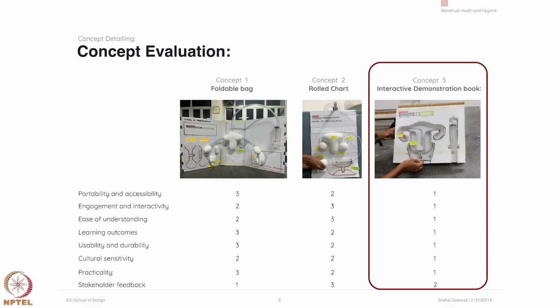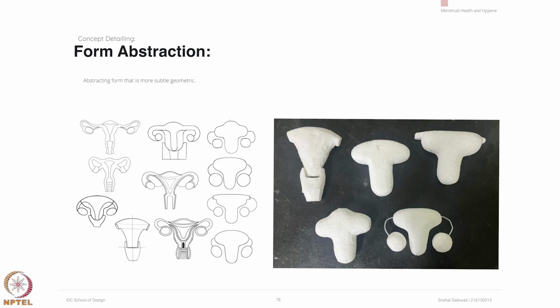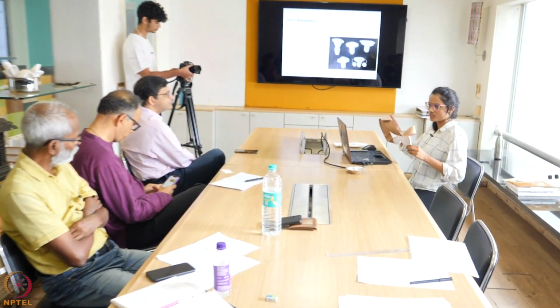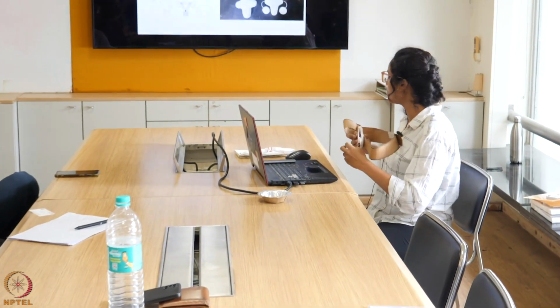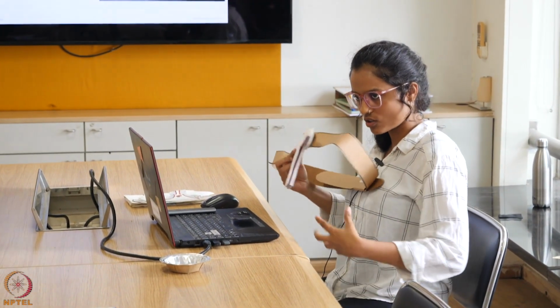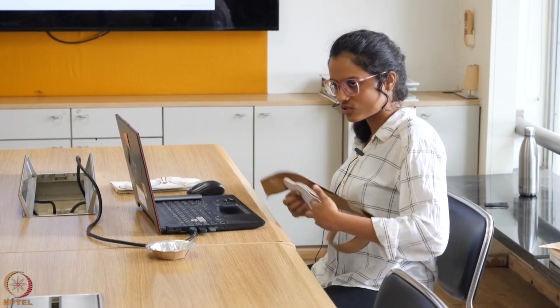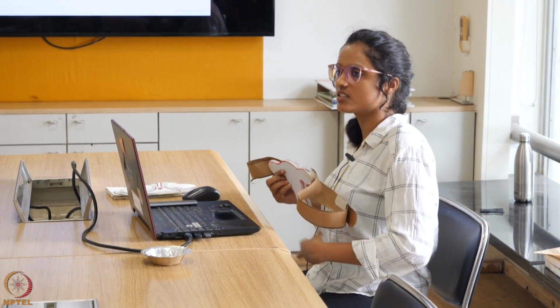Then I assessed it through other factors like portability, accessibility, ease of understanding, engagement and interactivity, and practicality of the 3 models. I made a few foam abstraction models, made of thermocol. I also made one belt, which you wear around your waist. Some group activities also have one cloth, and on the cloth there is this diagram over here, so that it easily shows where this thing is situated.